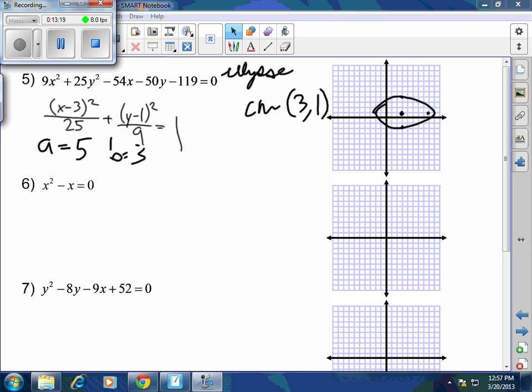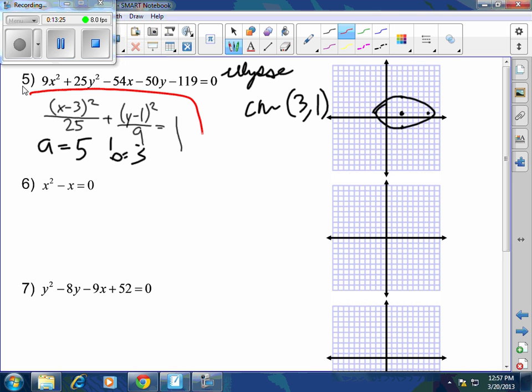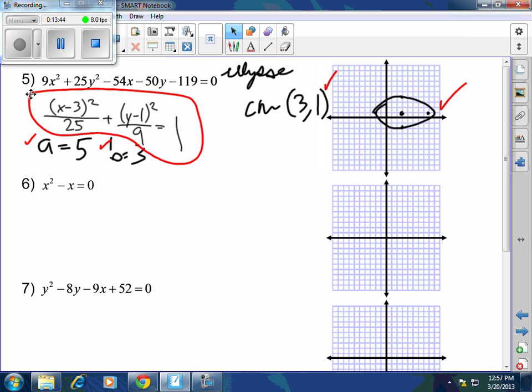Okay, this was student created. Number 5 is an ellipse. The equation is stated right here. You have your a, which is correct, your b, which is correct. It's a horizontal ellipse because a is larger than b. My center is 3, 1, and that is the graph of the ellipse. Does that make sense? Any questions before we pause and go on to the next student? Okay.